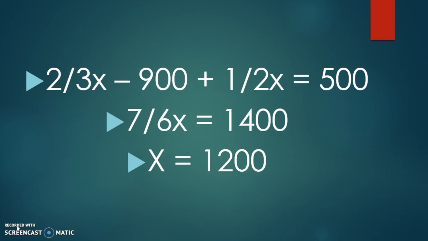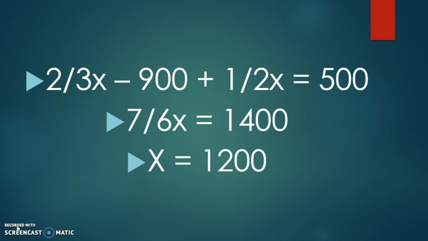Next, we take our equation, we simplify it down even more. We get common denominators, and we add 1/2 x and 2/3 x, so we get 7/6 x. We add the 900 to both sides. The 900 on the left equals 0, and we add 900 to the right side of the equation, which equals 1,400.